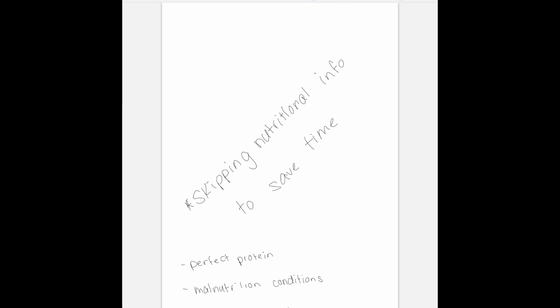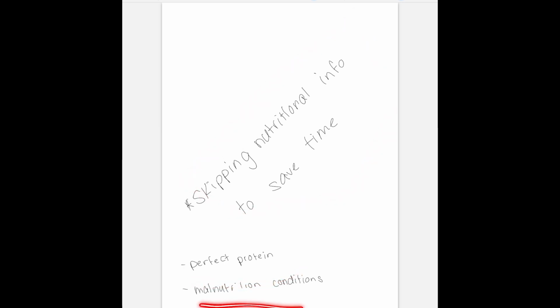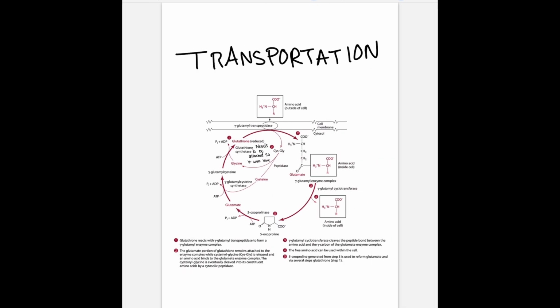Alright, so I'm going to skip the nutritional information because this video is already getting very long. But it was in his slides. He talked about what a perfect protein is, he talked about malnutrition conditions, and he talked about digestive enzymes. Remember that you just need to remember the site of the activity for all those different enzymes.